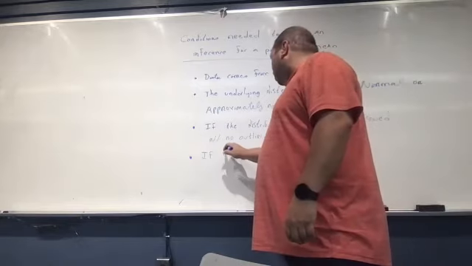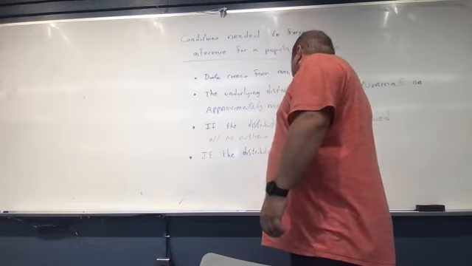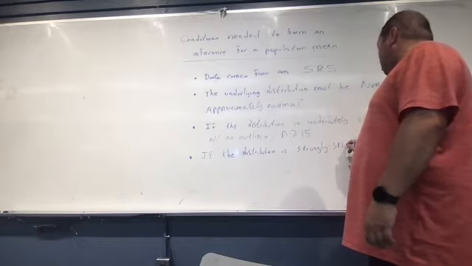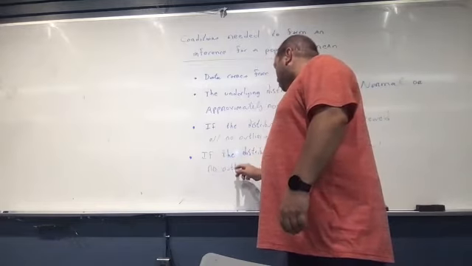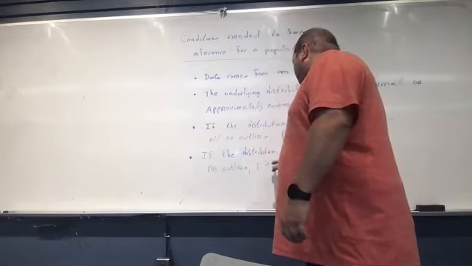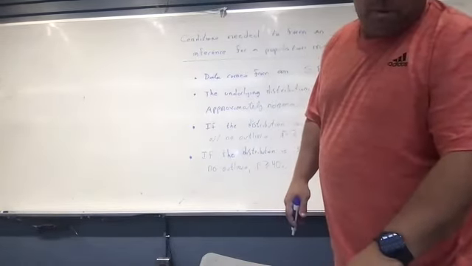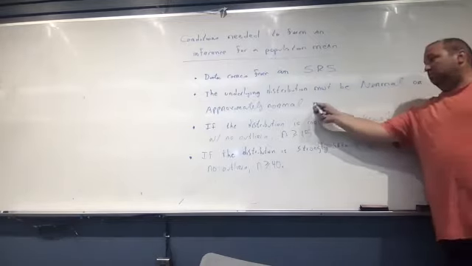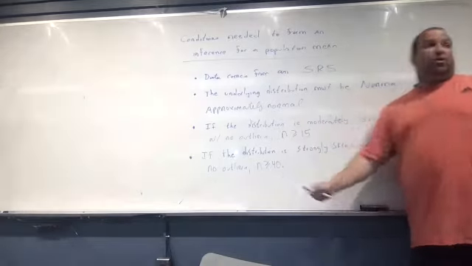If the distribution is strongly skewed, with no outliers, then n must be greater than or equal to 40. So approximately normal: moderately skewed and n greater than or equal to 15, strongly skewed and n greater than or equal to 40.